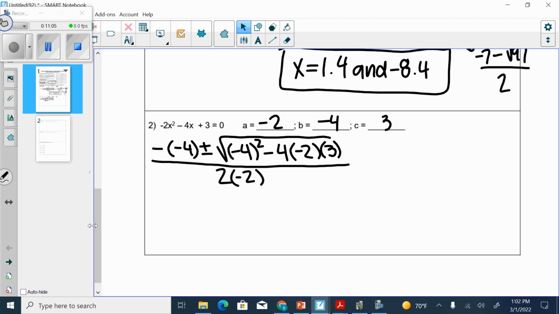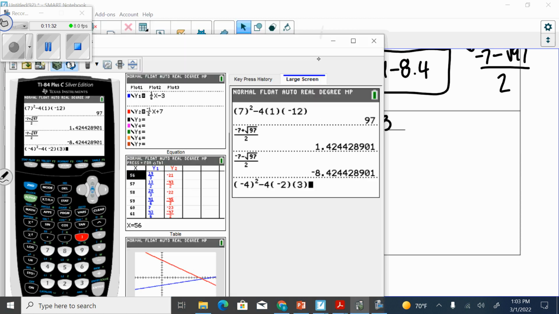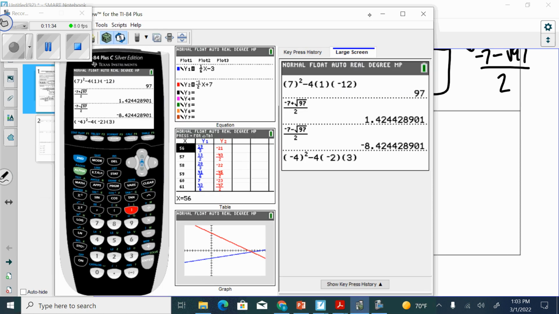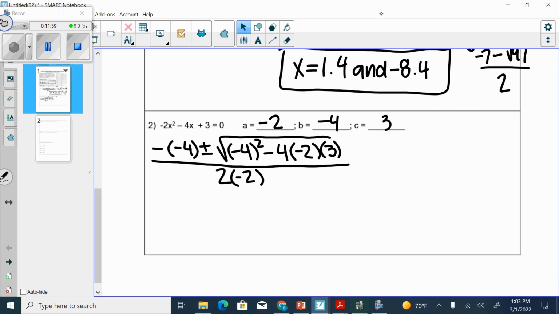Remember, the first thing we need to do is simplify what's underneath here. So I go type just that part in my calculator. Okay. So I'm going to have in parentheses -4 squared minus 4 times A, which we said was -2, times C, which we said was 3, right? Yes, okay. So that simplifies to 40, okay?